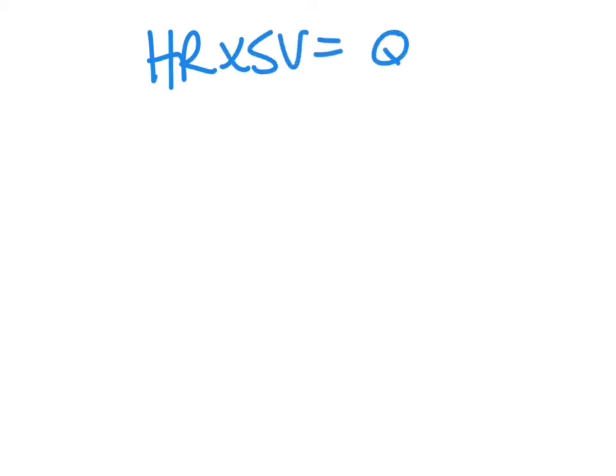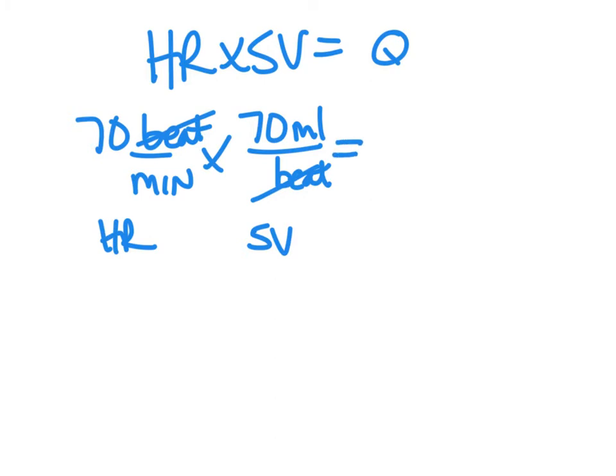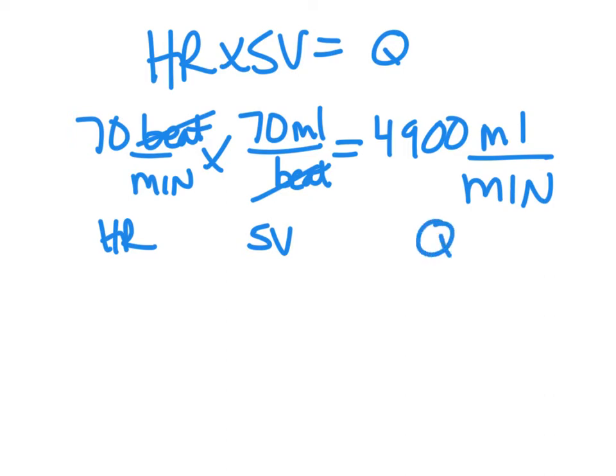All right, so if you have a heart rate of 70 beats per minute, and you have a stroke volume, and these are fairly normal resting values, of 70 milliliters per beat, and you multiply them, you see that the beats cancel, and you're left with 4,900 milliliters per minute. And that'll be your cardiac output.